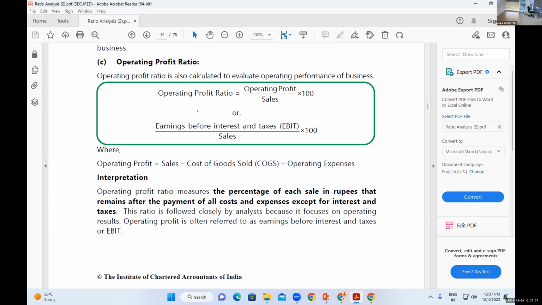If your income already considers some non-operating expenses, you have to add it back. Don't wonder why you are adding an expense. It is not a business operating expense, but it was already deducted from my profit. So I'm adding it back to get the operating profit. Such operating profit divided by net sales into 100 is equal to the operating profit ratio. Higher the operating profit ratio, better the efficiency of the business.